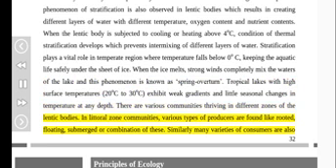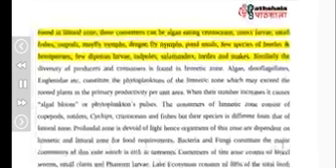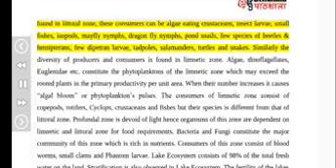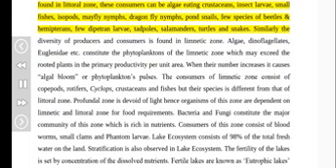In littoral zone communities, various types of producers are found like rooted, floating, submerged or combination of these. Similarly many varieties of consumers are also found in littoral zone. These consumers can be algae-eating crustaceans, insect larvae, small fishes, isopods, mayfly nymphs, dragonfly nymphs, pond snails, few species of beetles and hemipterans, few dipteran larvae, tadpoles, salamanders, turtles and snakes.